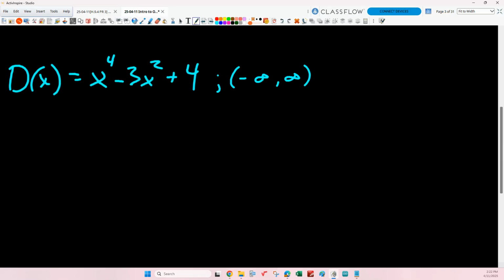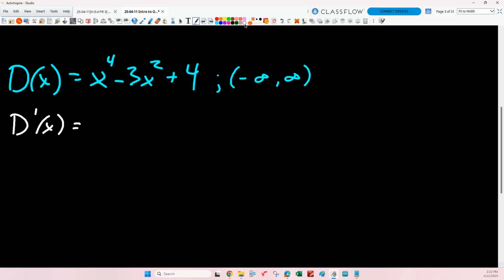And now what? We could try for symmetry. Is there any symmetry? There is, isn't there? What kind of symmetry? Even symmetry. Good. So we know we have even symmetry. Now what do we need to do? Derivative, sure. And now do you see the benefit of using the squared distance function rather than the distance itself? That's a pretty easy derivative.